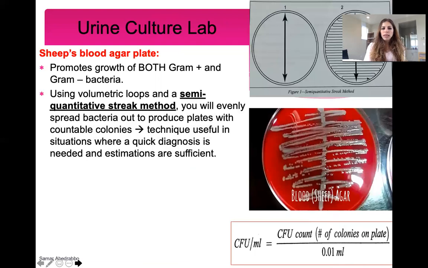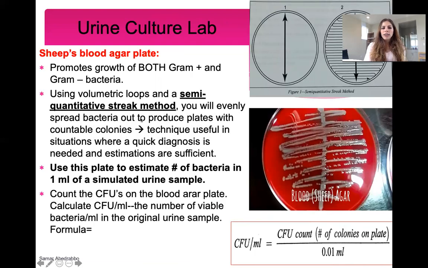So with a sheep's blood agar, this plate basically promotes growth of all bacteria. So you get gram-positive and gram-negative bacteria. And on this plate, you're potentially given a urine sample. If you can try to envision getting a urine sample, you're going to streak it on the sheep's blood agar, which is red because it has blood in it. The streak method you're going to do is called the semi-quantitative streak method.